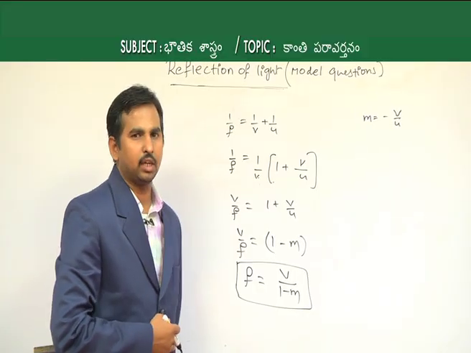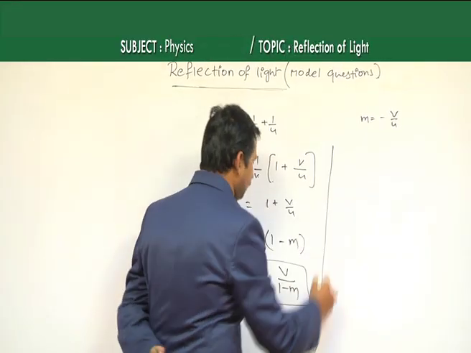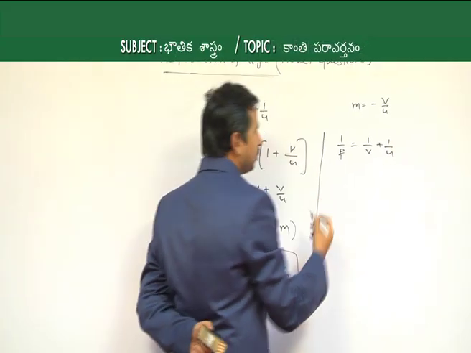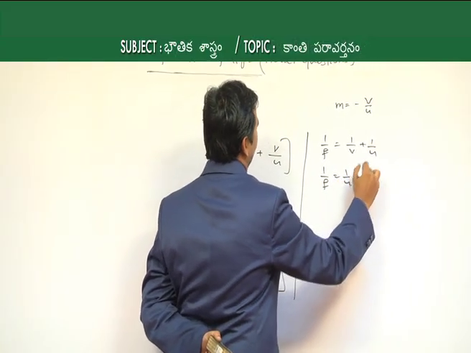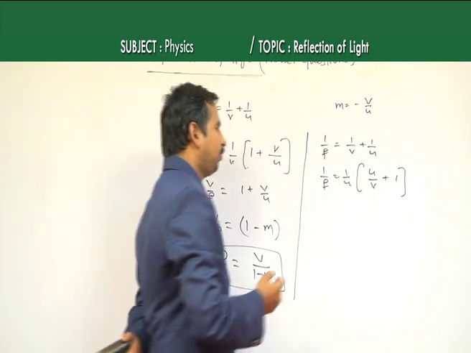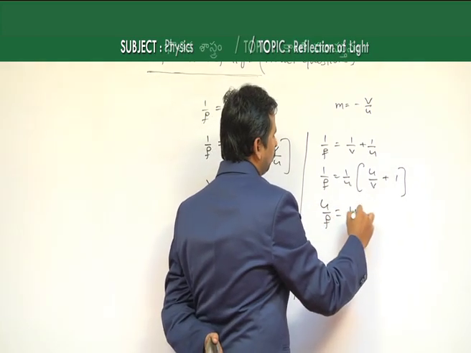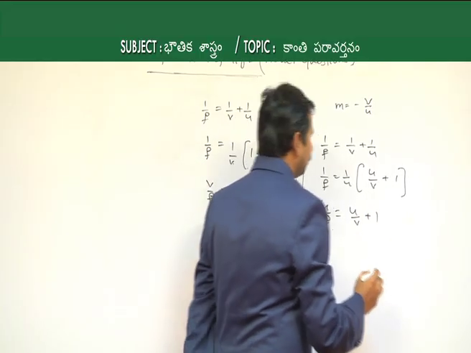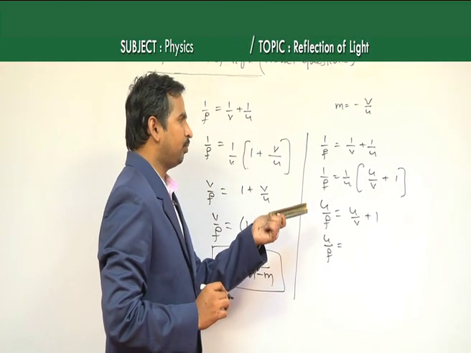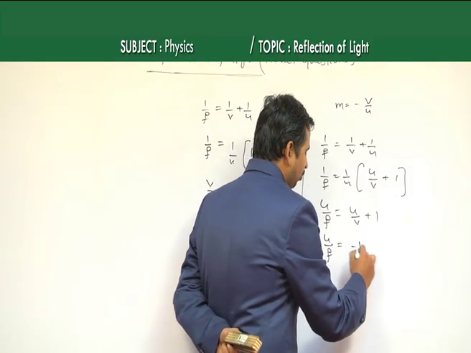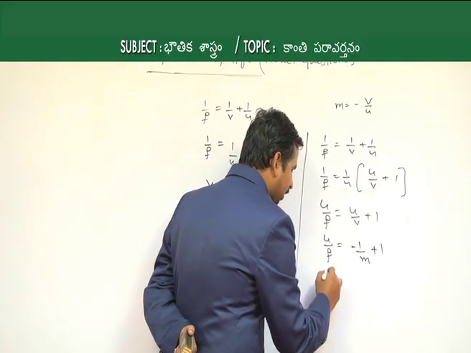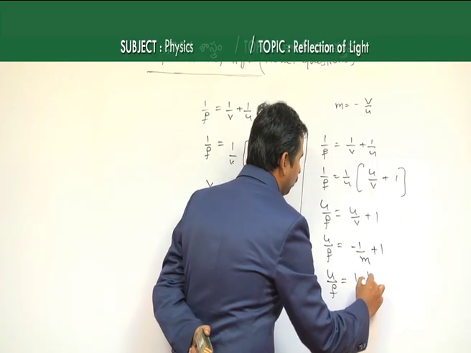In the same way, we can write it for u also. Taking 1/f = 1/v + 1/u and this time taking u common, 1/f = (1/u)(u/v + 1). Bringing u to this side, u/f = u/v + 1. Since v/u is -m, u/v becomes -1/m. So u/f = 1 - 1/m.